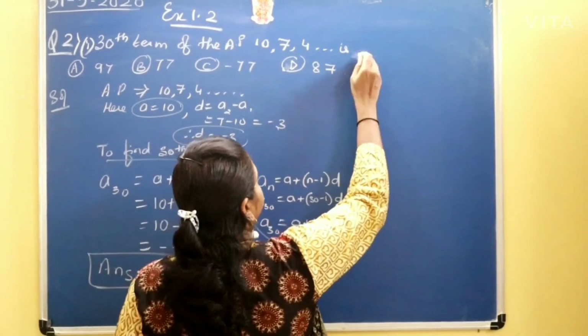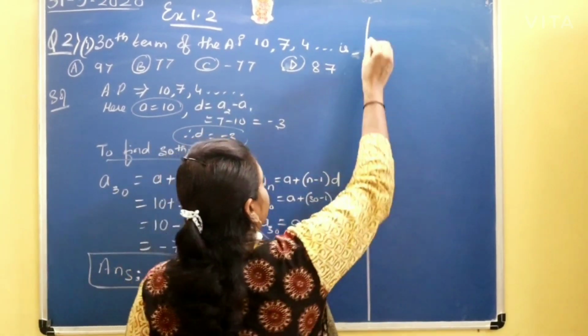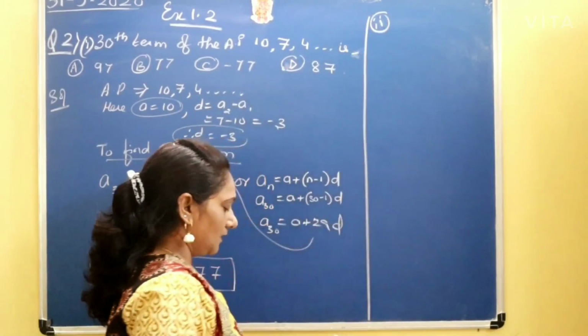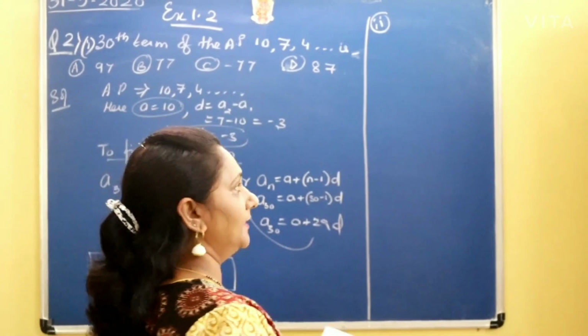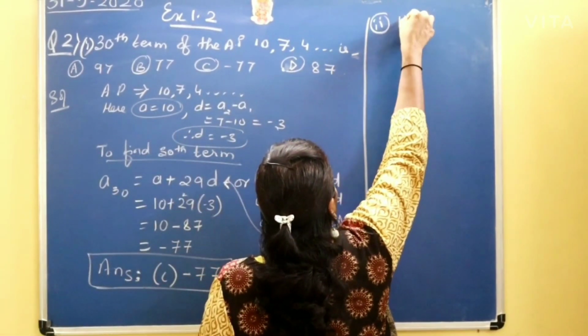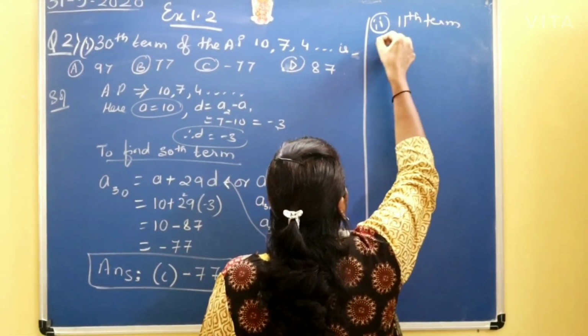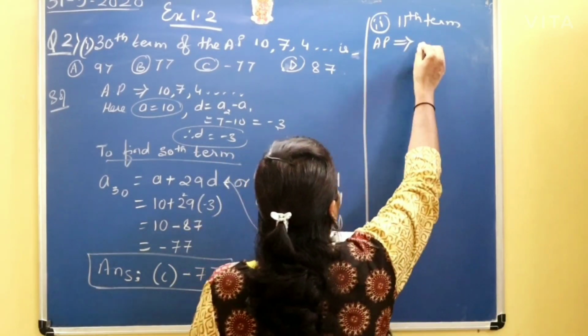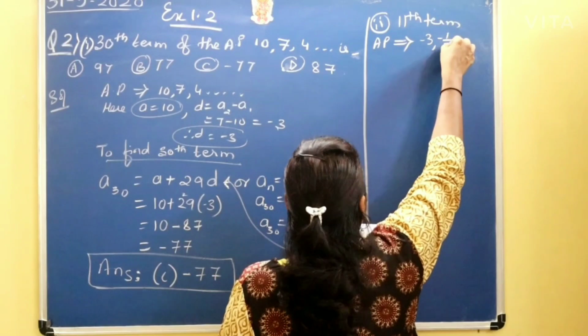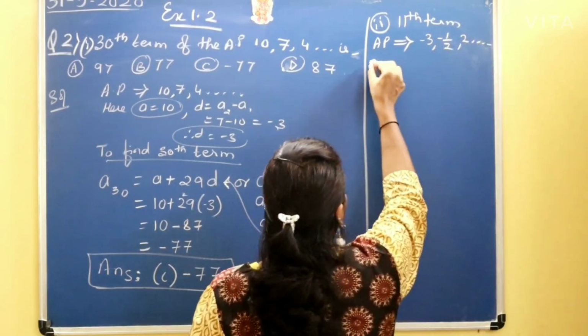In the same way, coming to the second sum. The second sum: find the 11th term of the AP. You have to find the 11th term. The AP given is minus 3, minus 1 by 2, 2 and so on.